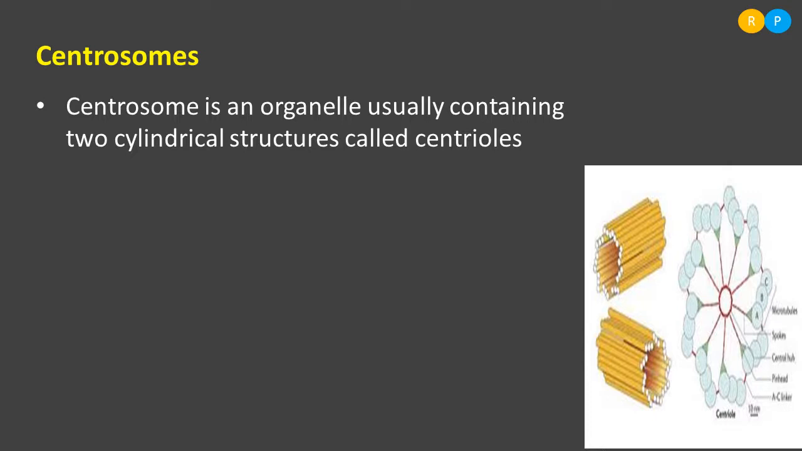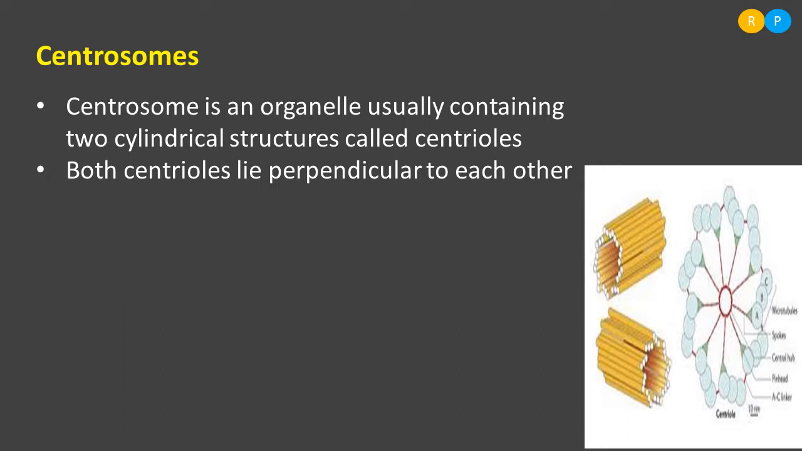And how are these two centrioles placed? Both centrioles lie perpendicular to each other. They are not arranged parallel with one another. They are arranged perpendicular to each other. You can find in the diagram, both cylindrical structures are placed perpendicular to each other. So this is the actual position of how they are located in the cytoplasm near the nuclear membrane.